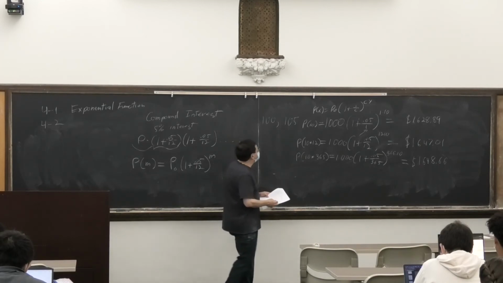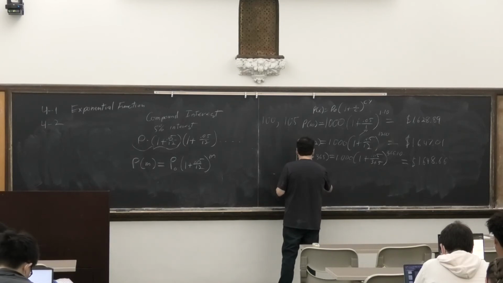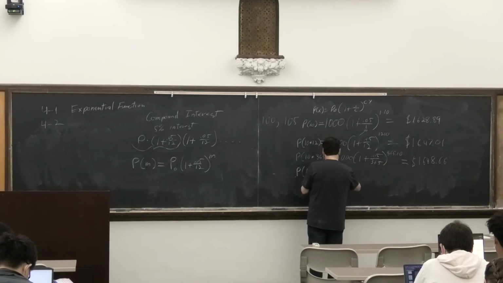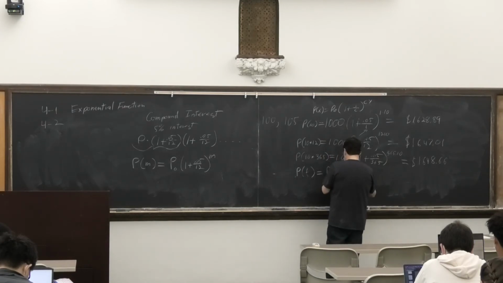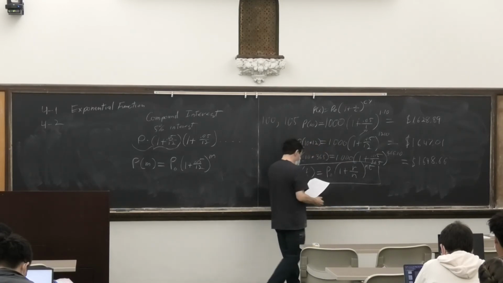Okay, so I'm going to put in the right letters that business people use. P of T is your principal, 1 plus R, your interest rate, over N, to the NT. That's the official formula one should use.